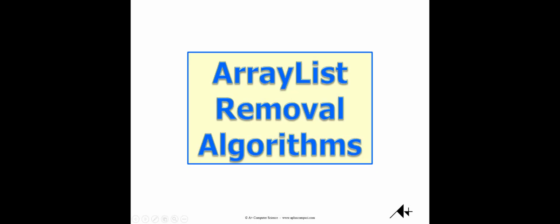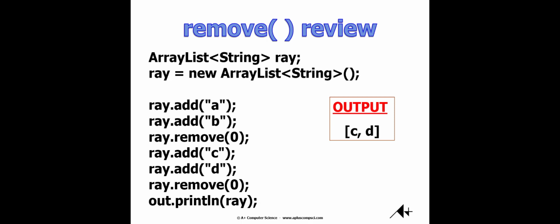Now that we have the idea of traversing an array list with a loop and counting algorithms down, let's talk about removing items from an array list. We looked at some examples earlier. This was a review example. With remove, when you call the remove method and you provide a value, it's going to remove whatever item is at that location, right? So when I say array.remove(0), it's going to go to spot 0 and get rid of that item. So in this case, A would be at position 0.